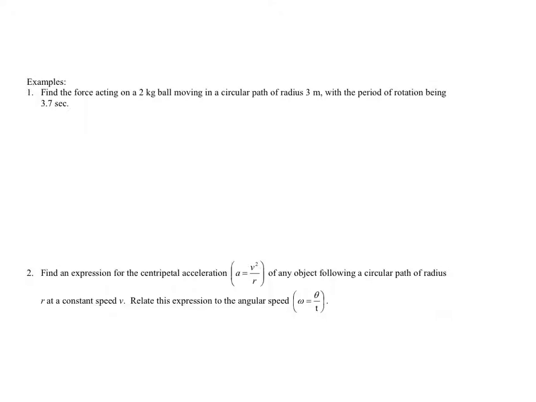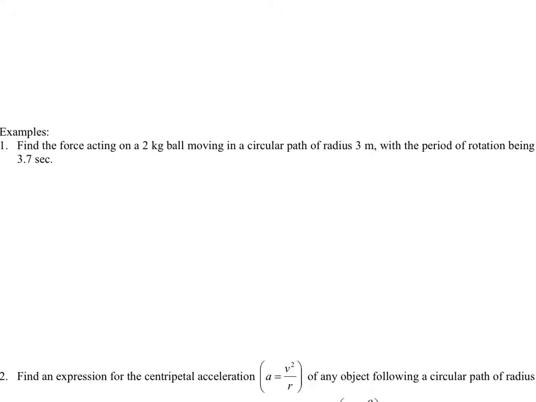So in number one, it's to find the force acting on a 2 kilogram ball moving in a circular path of radius 3 meters with a period of rotation being 3.7 seconds. All right, so we know the radius is 3. So that's our A value. The 2 kilograms, that's going to be the mass. Force, F equals ma.